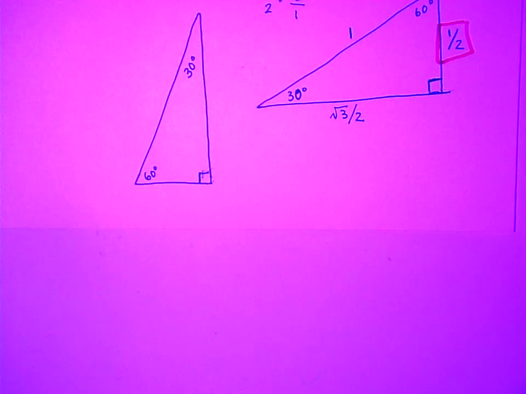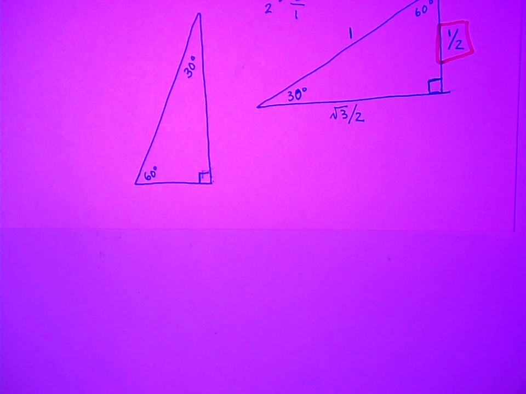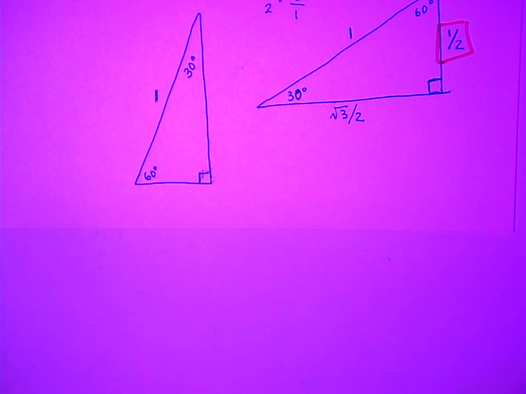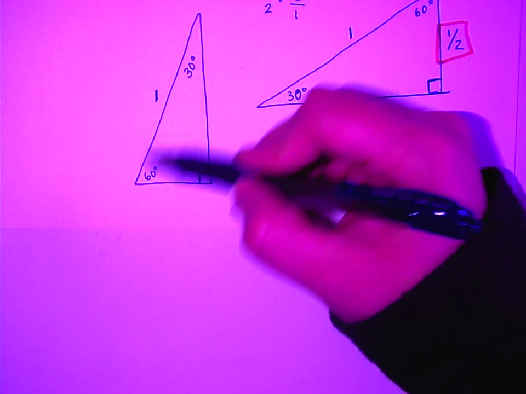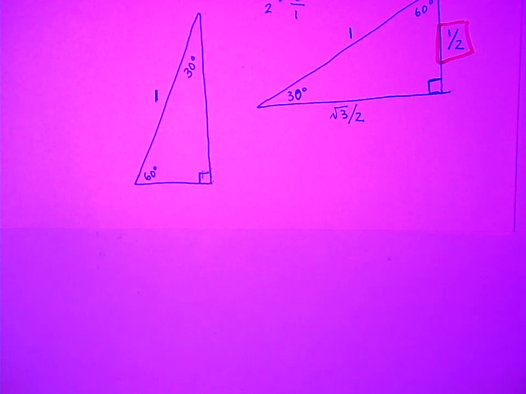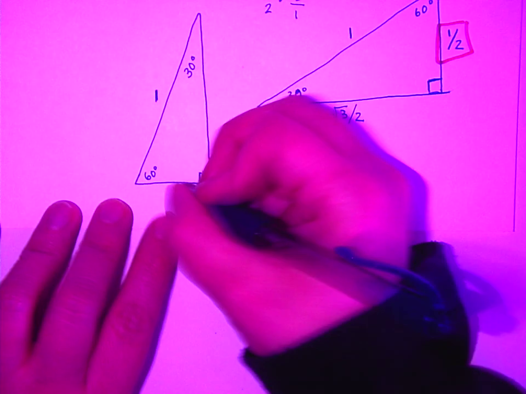Where's the radius? It's the hypotenuse. Do you guys see how it's pretty much the same triangle? This side is 2x. Half of that is what? What's half of 1? A half.